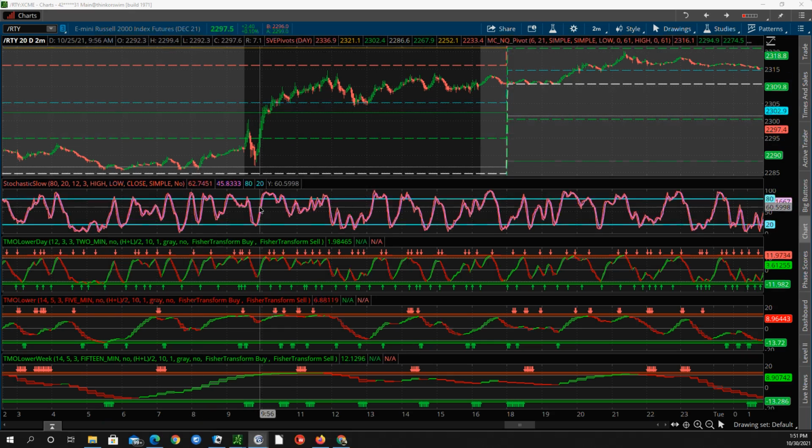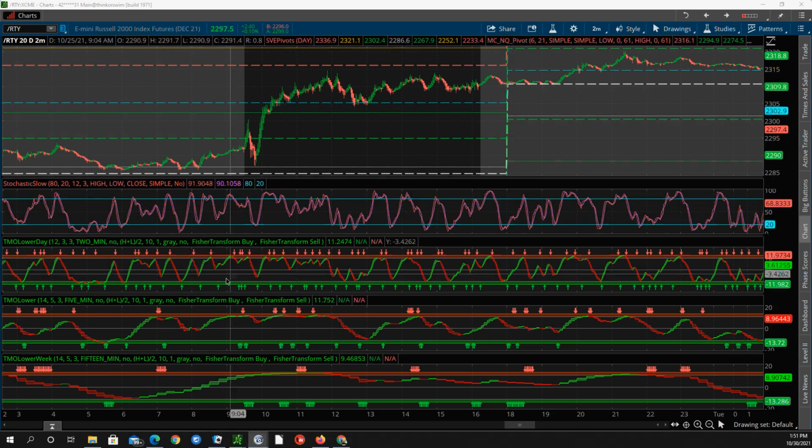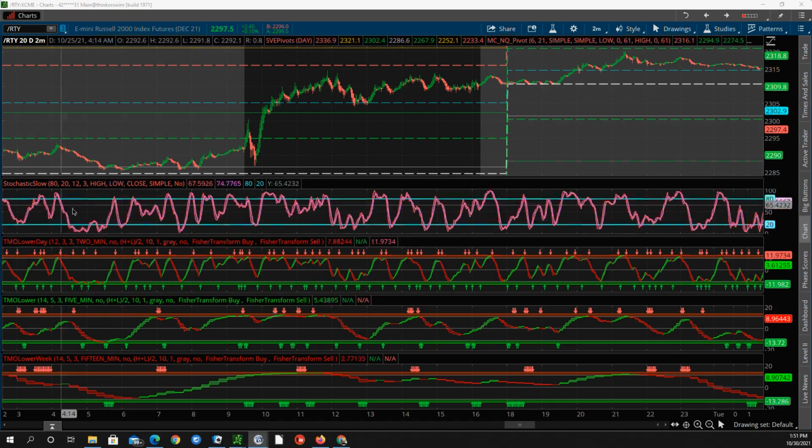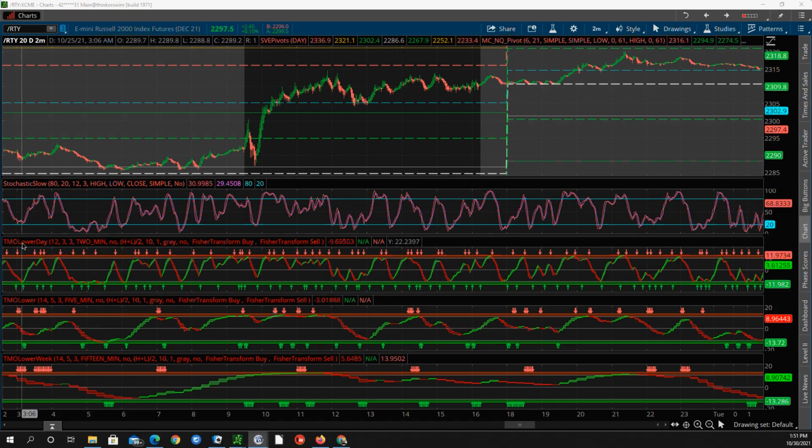And down here you have a slow stochastic that's been modified, and you have here a 2-minute stochastic, a 5-minute stochastic, and a 15-minute stochastic. That's a custom indicator that I pulled off of one of the websites that are out there. If you do some searching for this TMO indicator, you'll be able to find it yourself and use it. It is free. Join those guys out there, though. They have some great tools.